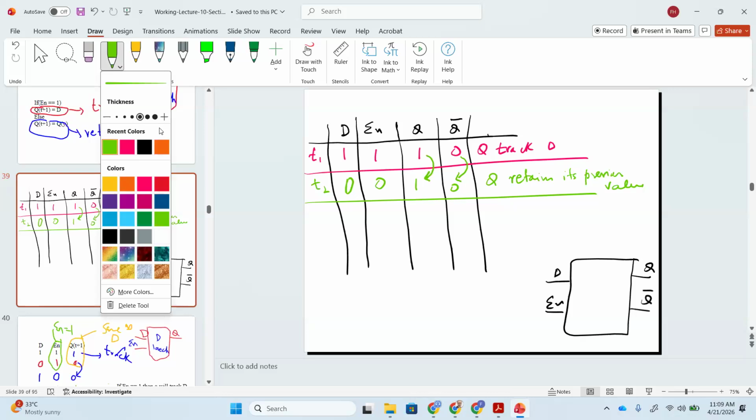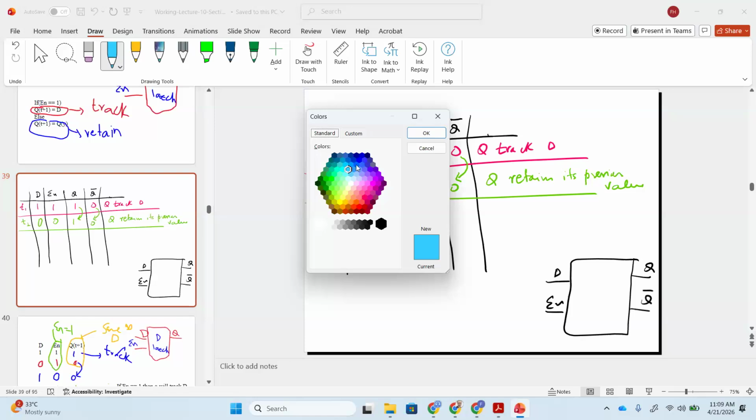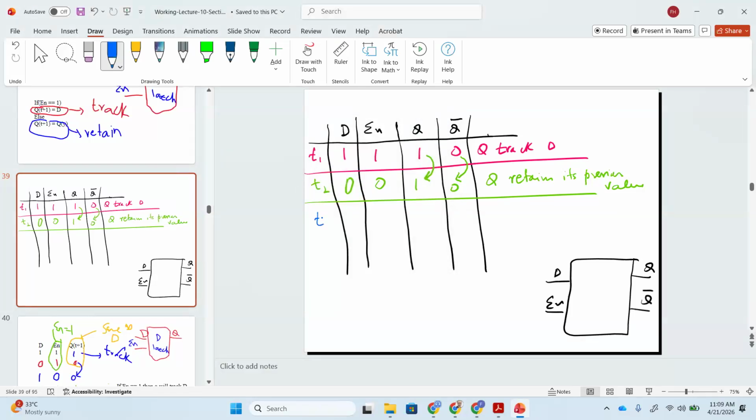So let's assume I'm now moving to time t3. At time t3, the value of d is 0 and enable is equal to 1. What will be the value of q? Q will be 0. So basically q bar will be 1 because they are inverse of each other. So basically q tracks d. And now what is the value of d? Q is tracking d, so it is 0.